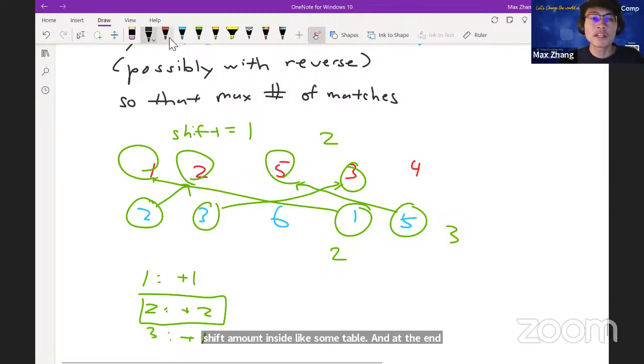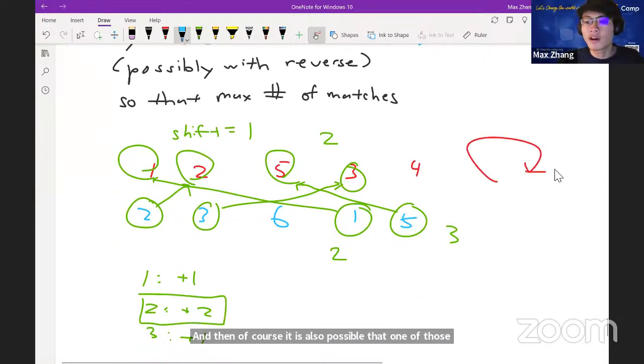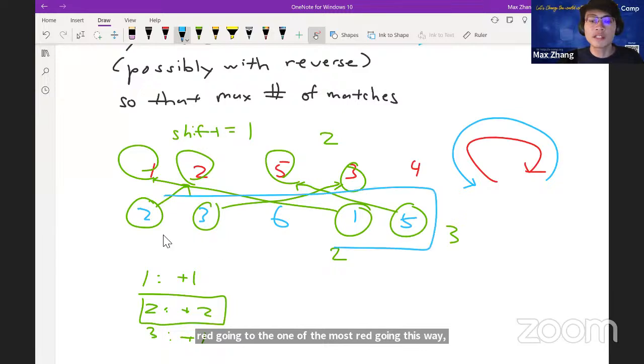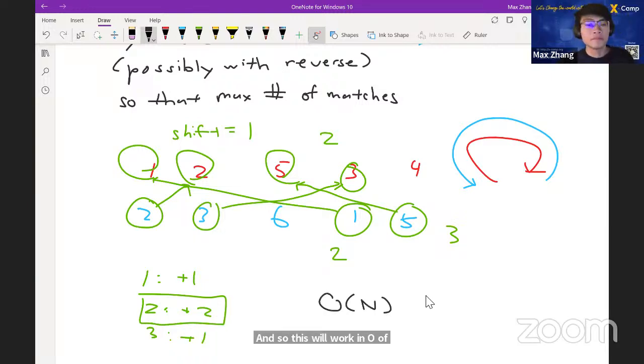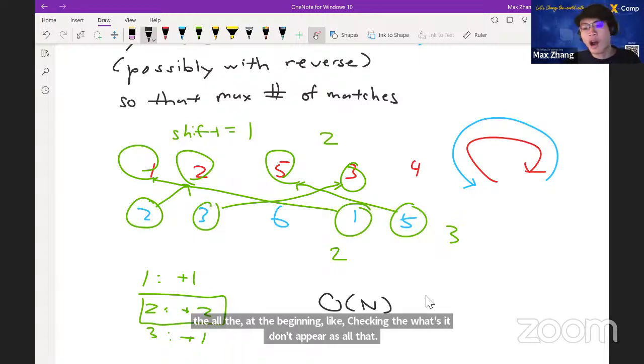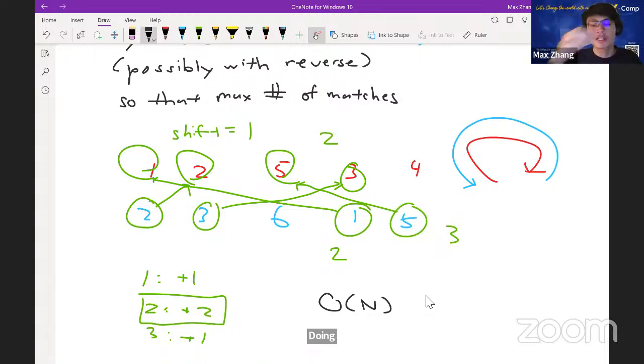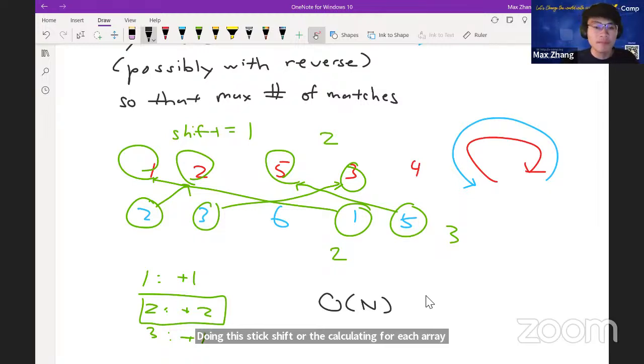And then, of course, it is also possible that one of them was going this way, and the other one could have been going the other way. So you also need to try reversing this array and then rerunning the algorithm. You can just run the algorithm twice and reverse the array in between the iterations. And this will work in O of n time overall, because checking the ones that don't appear is O of n, and calculating for each element where it exists in the other array is also O of n. If you pre-compute that information, everything can be done in O of n.